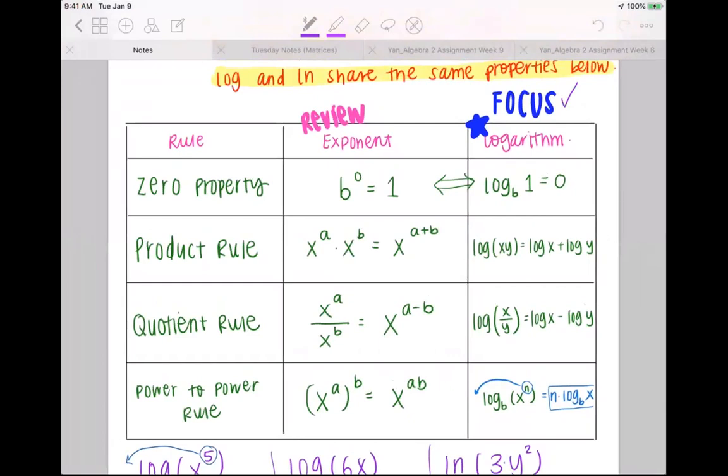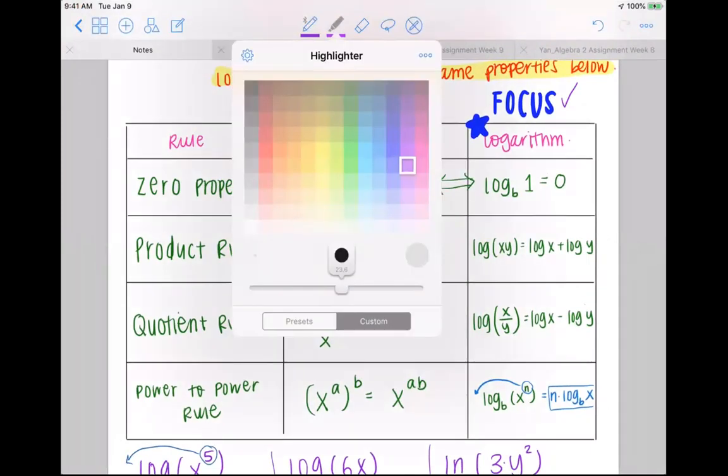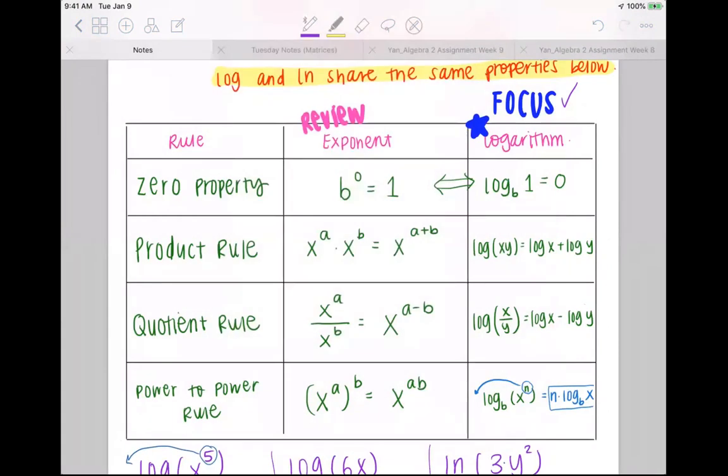Okay, so there's something called zero property. And zero property is if I have log base b of 1, anything to the 1, it equals 0. It's not really needed for your homework, but you just kind of have to know it. Okay. The next 3 are more important.